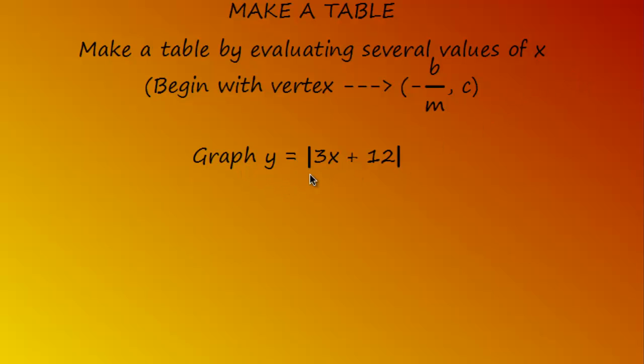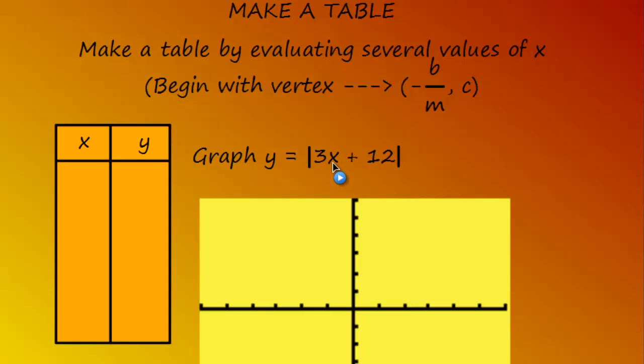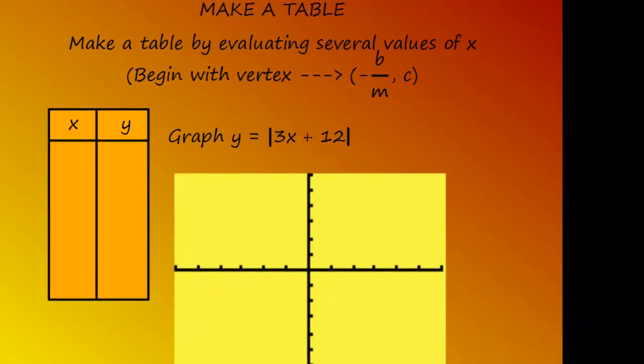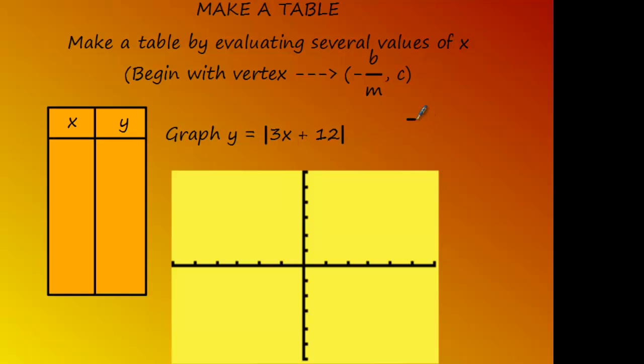So let's graph this equation, y equals the absolute value of 3x plus 12. And again, we want to find the vertex first. So we're going to take the opposite of the b, and that's 12, over m, which is the number next to the x, 3. So our x coordinate is -4. So -4 we know is where the x value is. Now, how do we find the y value? That's the c value, that's out here, plus 0, so the y value is at 0.